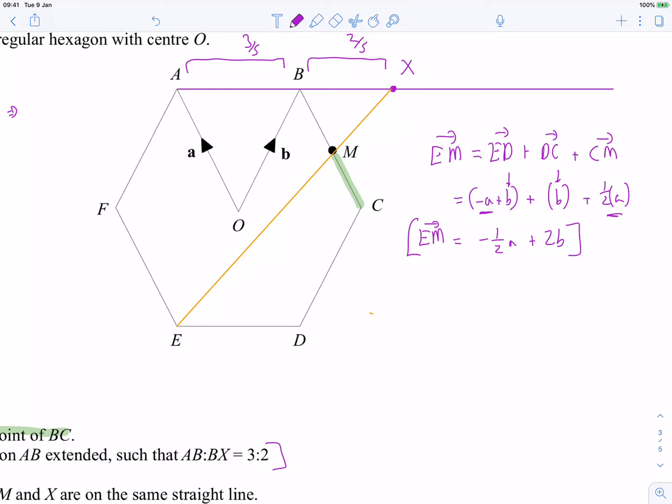Okay, right, what shall we try now? Well, how about we try to work out, of those 3 points, E, M and X, what's another good combination? We've got MX or E to X, so let's try EX. How do we get from E to X?